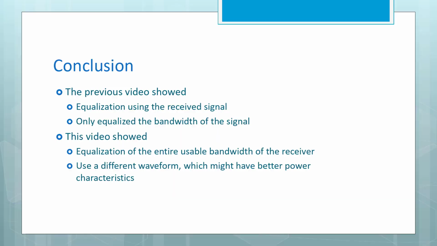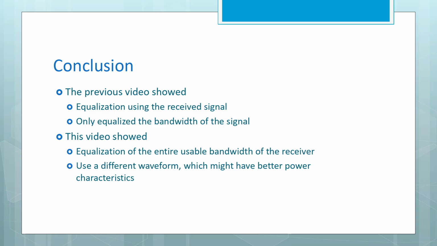All right, wrapping things up now. The previous video showed equalization using the received signal. One of the key points there is only the bandwidth of the signal can be equalized. You can only determine those tap coefficients in the region where the signal has appreciable power. In this video, we showed how to equalize the entire usable bandwidth of the receiver, and for that we used a different waveform, which is a chirp waveform in this case.